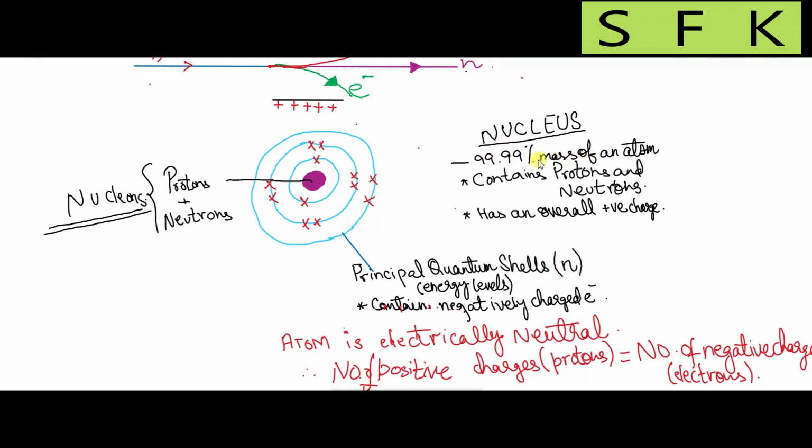Approximately 99.99% of the mass of an atom is concentrated within the nucleus. It contains both protons and neutrons and has an overall positive charge. This purple nucleus has a positive charge because of the positively charged protons inside it. The neutrons are neutral, so have no charge, but the protons being positive result in the overall charge of the nucleus being positive.